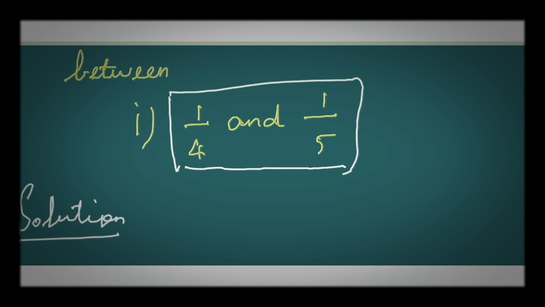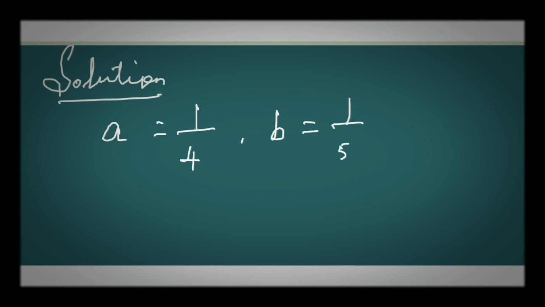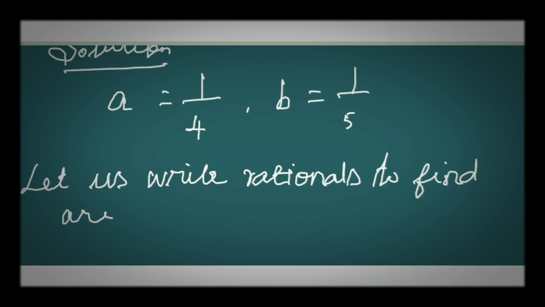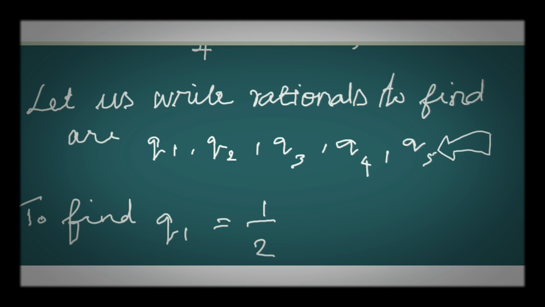Okay. Before solving it, always check with the question what has been given, what has to be picked out, how to resolve it, and what could be the formula we are supposed to use to solve any particular sum. So here we have two values, 1 by 4 and 1 by 5. Let us take them as A and B. A is 1 by 4 and B is 1 by 5. In between A and B we need to find 5 rational numbers. Let us assume them as Q1, Q2, Q3, Q4 and Q5.